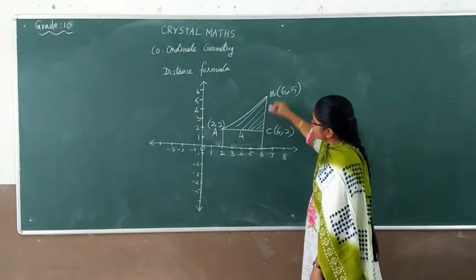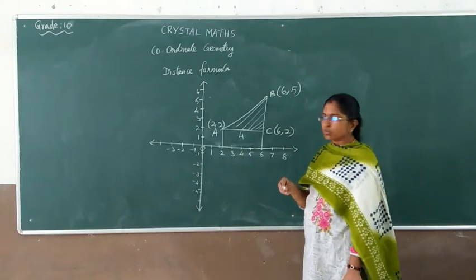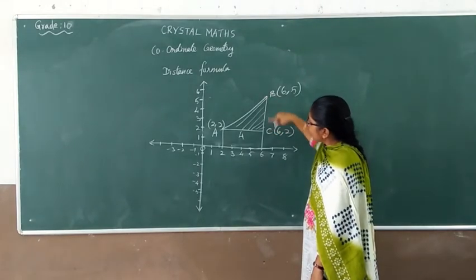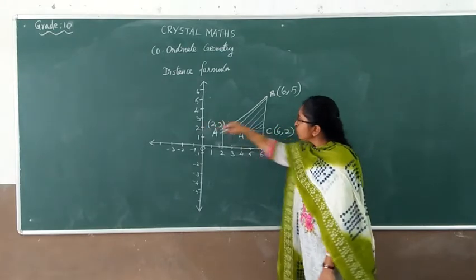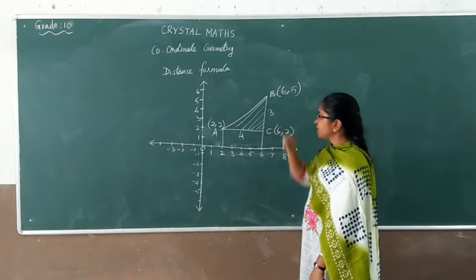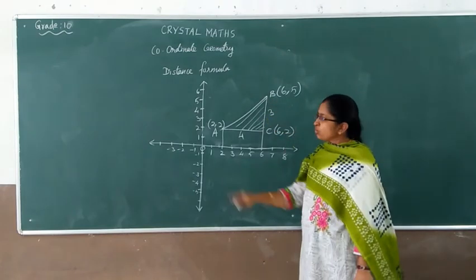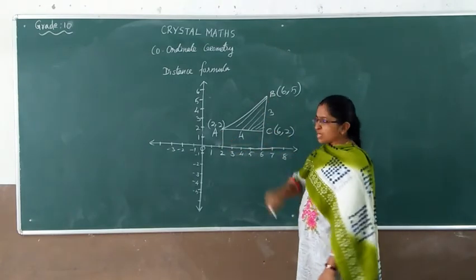The same way, what is the distance between these 2? Here it is 5, and this one will be 2. So, we are getting the answer as 3. So, we are moving 3 units over here. So, 3. What is the length of AB?